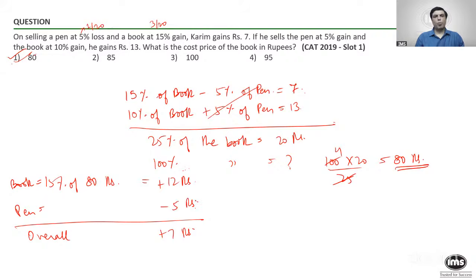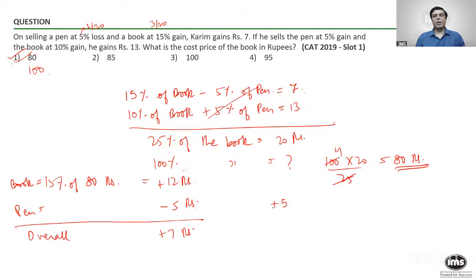Right? And how much are we losing on the pen? We are losing 5% on the pen. So if the cost price of book is 80, then in that case, cost price of pen will be 100. Let us test the second condition. If it satisfies, then this is the correct answer. So if he sells the pen at 5% gain, 5% of 100 rupees will be 5 rupees.